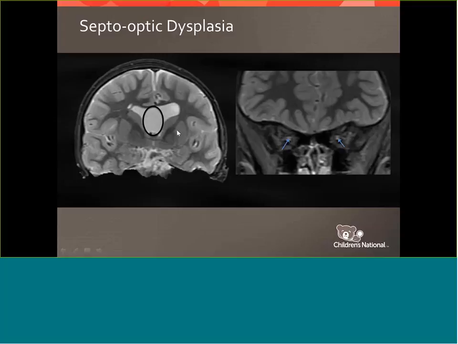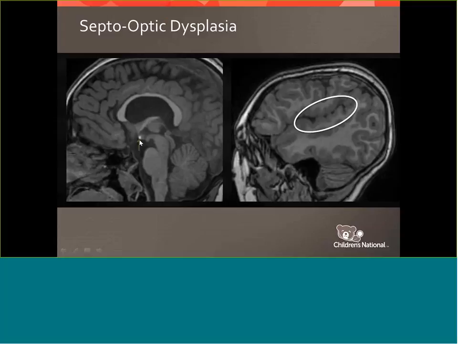Here's a patient with septo-optic dysplasia postnatal. The septum is absent. Optic nerves are very small, hypoplastic. The posterior pituitary gland is ectopic, sitting here in the median eminence. The adenohypophysis is hypoplastic, and there's perisylvian polymicrogyria.